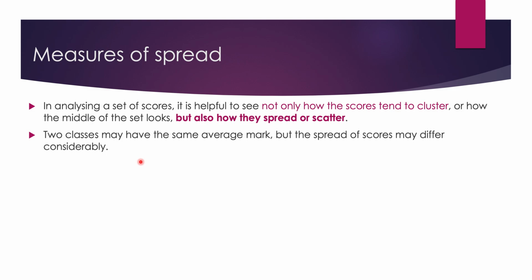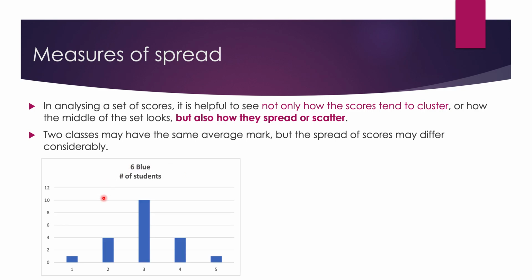Let's look, two classes may have the same average mark, but the spread of the scores may differ considerably. So let's look at this one. I have an example of a year 6 blue, and I have scores here of a test. Let's say 1, 2, 3, 4, 5. And what can we see here? So I have one student that got 1, 4 students that got 2, 10 students that got 3, 4 students that had 4, and then 1 student that had 5.